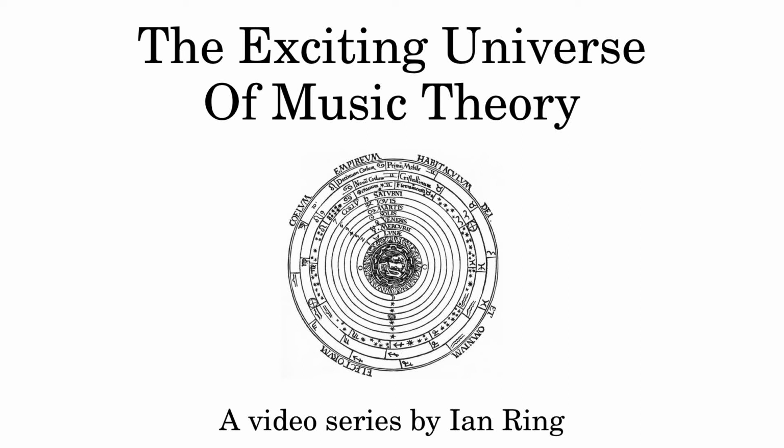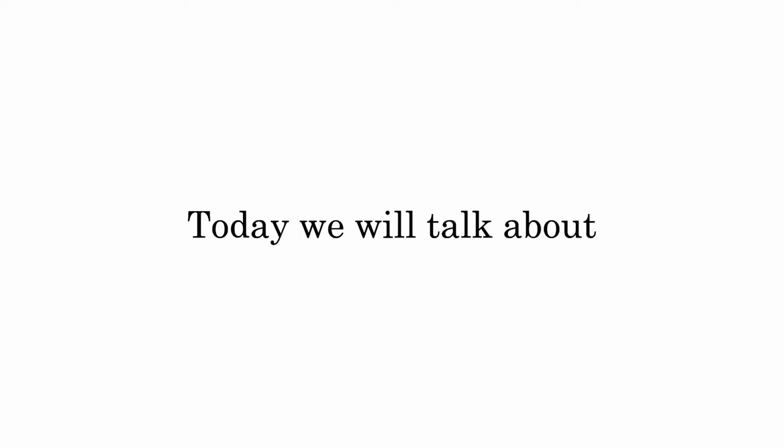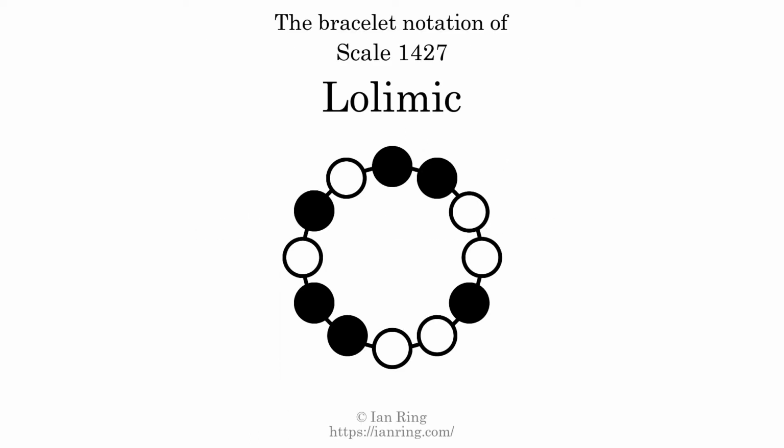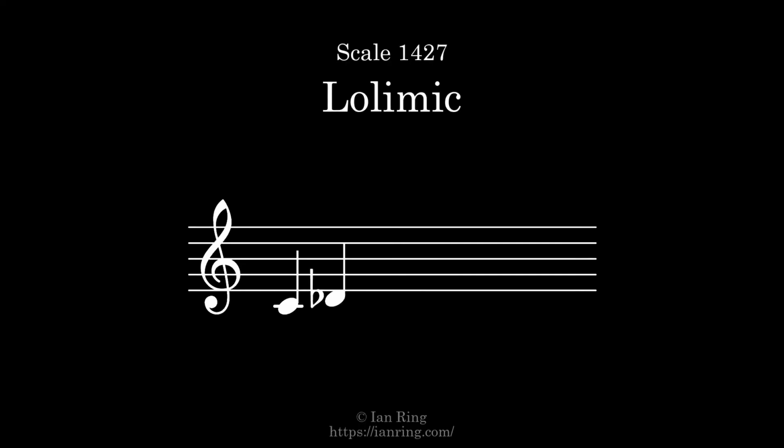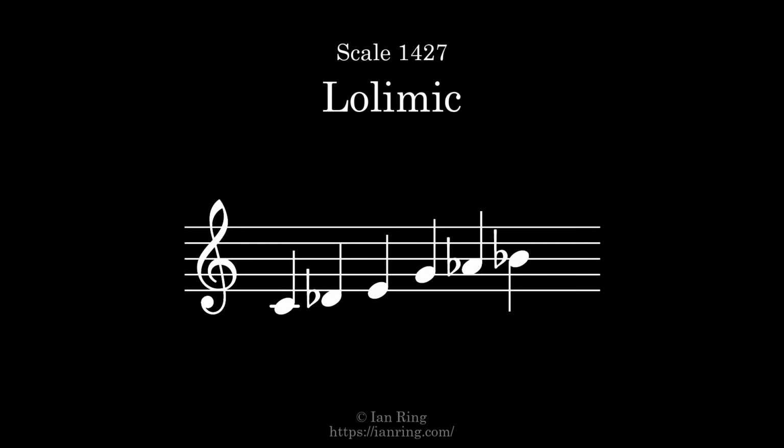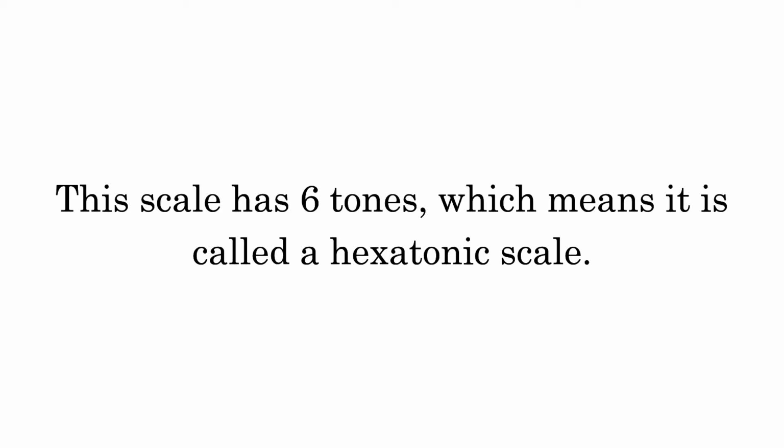Welcome to the exciting universe of music theory. Are you ready to learn? Then let's begin. Today we will talk about scale 1427, Lolimic, which sounds like this. This scale has 6 tones, which means it is called a hexatonic scale.